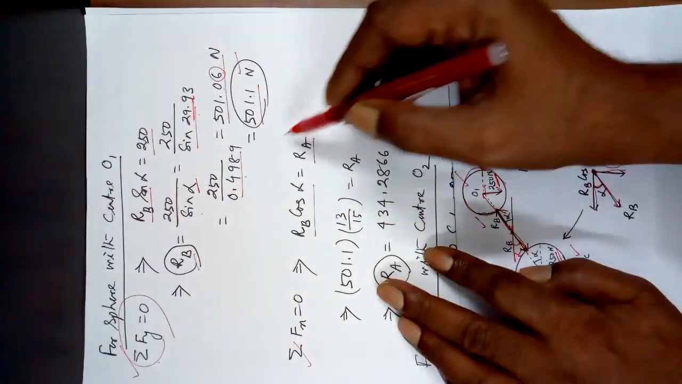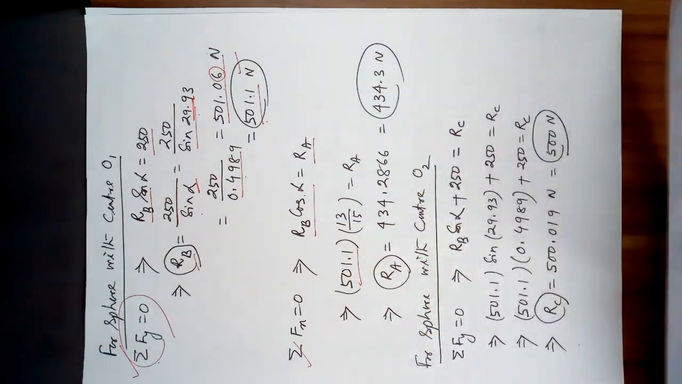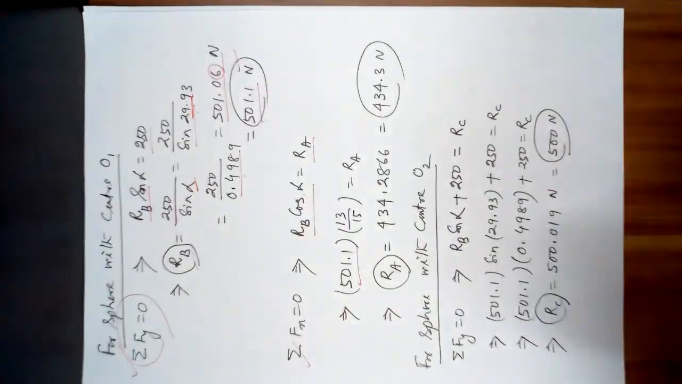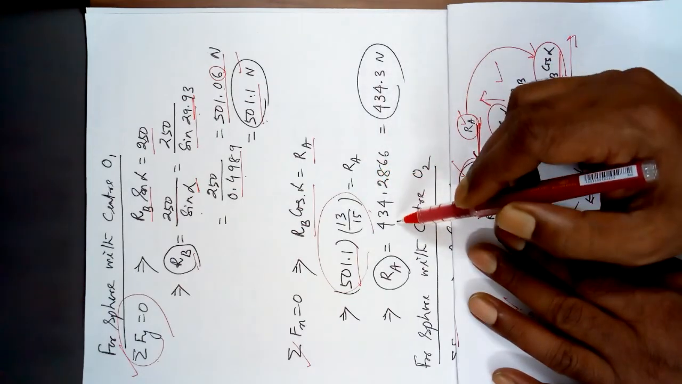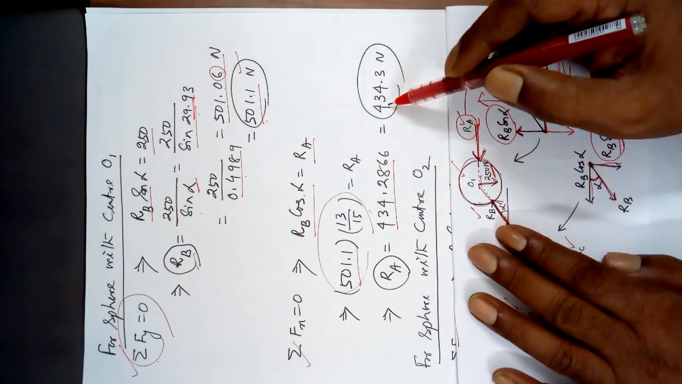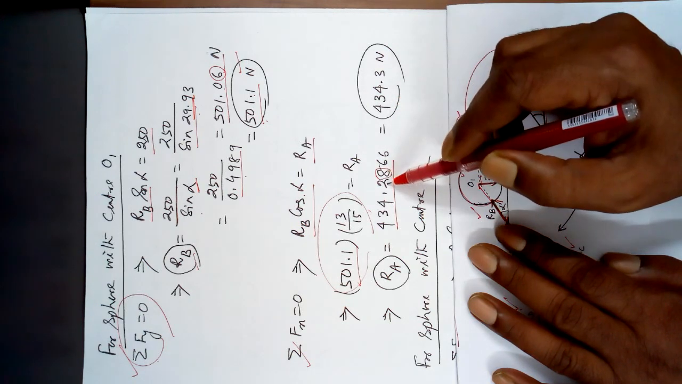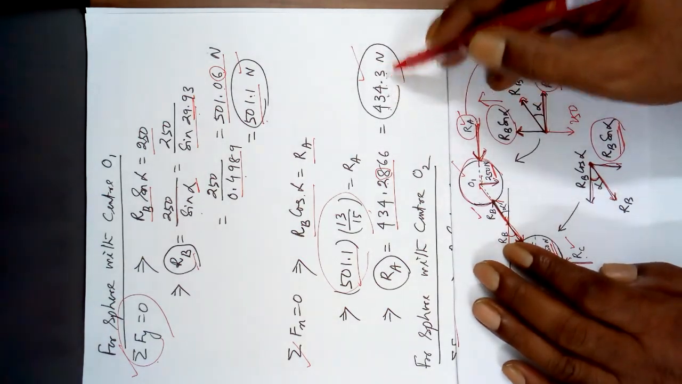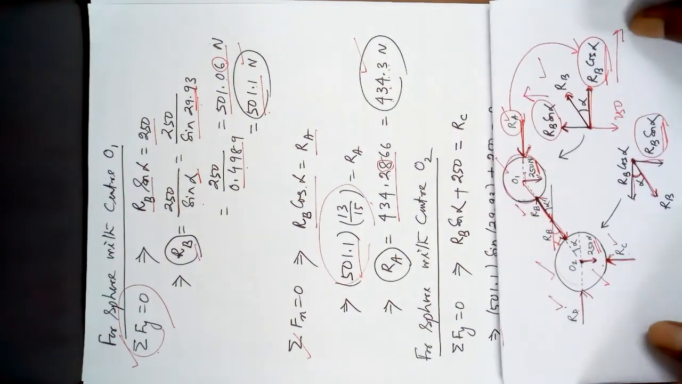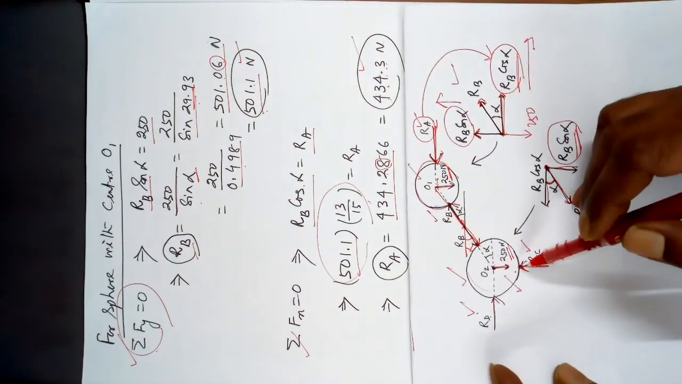So RB we just calculated from here. Cos alpha we have calculated on the previous page. Cos alpha was 13 over 15. This simplified gives you this much. When rounded off, this is greater than 5, so this becomes 3. So 434.3 Newton.